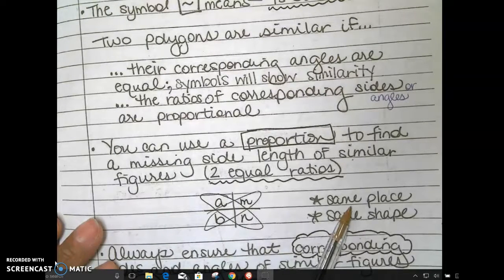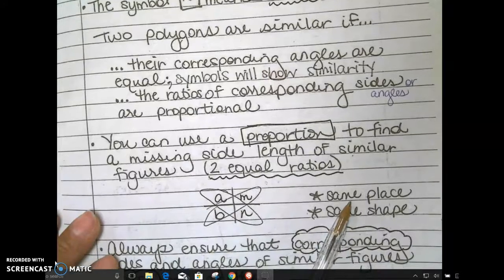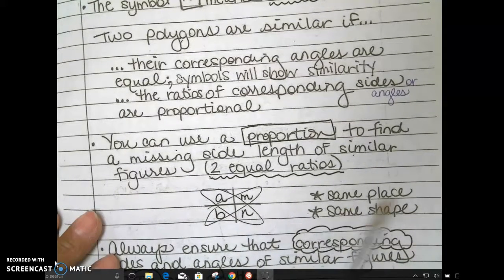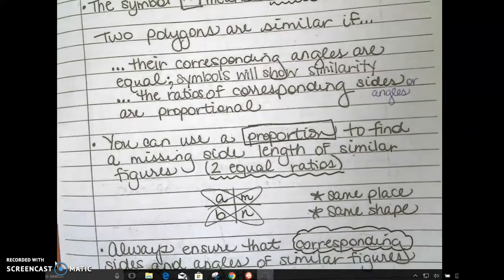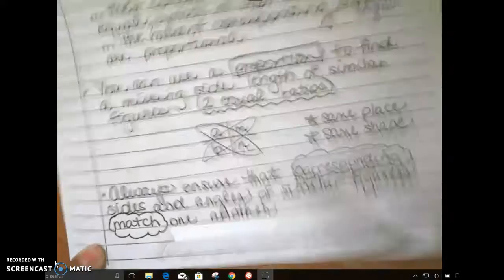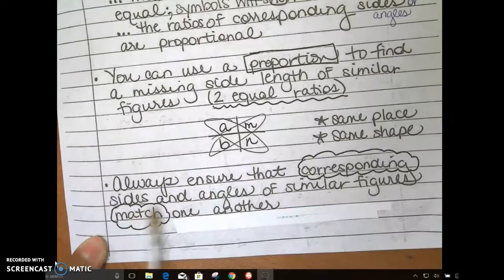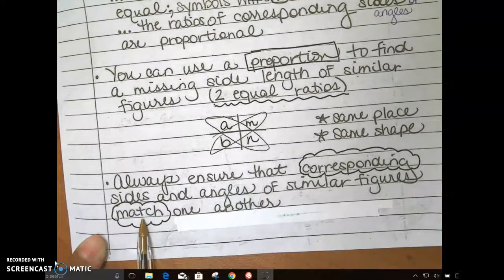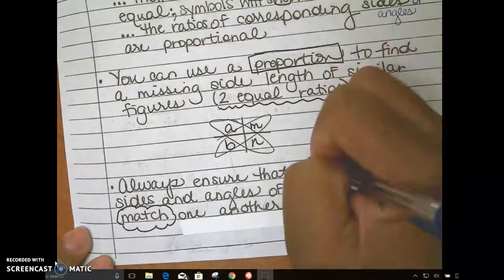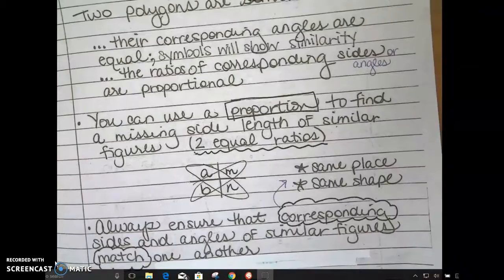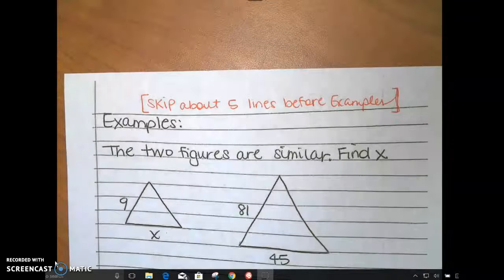We must keep in mind that ratios have to rely on the same place and the same shape. I'll show you what I mean by that in a moment. Always ensure that your corresponding sides and angles of similar figures match one another. Again, that goes back to same place and same shape. Okay? So, the example here that I would like to go over.